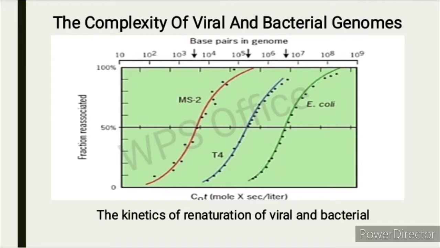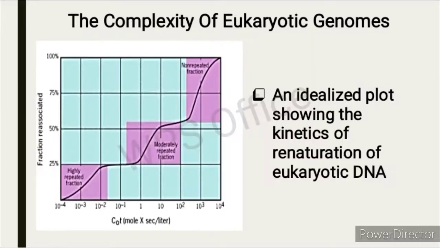However, the time over which renaturation occurs is very different and depends on the concentration of complementary fragments, which in turn depends on the size of the genome. The larger the genome, the lower the concentration of complementary fragments in solution, and the greater the time required for renaturation to be complete. The second figure is an idealized plot showing the kinetics of renaturation of eukaryotic DNA.